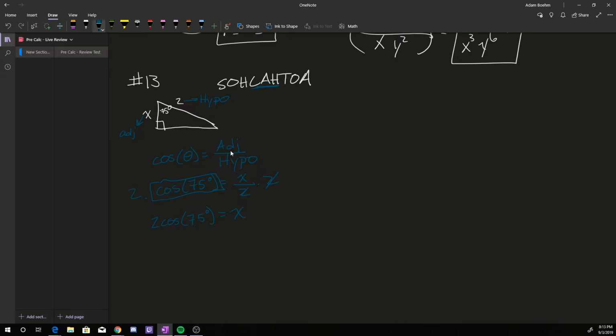And honestly, I'll probably just take this as a final answer. You don't have to get much further than that if you want to. The cosine of 75 is like 0.258. And there's a bunch of decimals after that. And if you multiply that by 2, we get 0.518 rounded up.